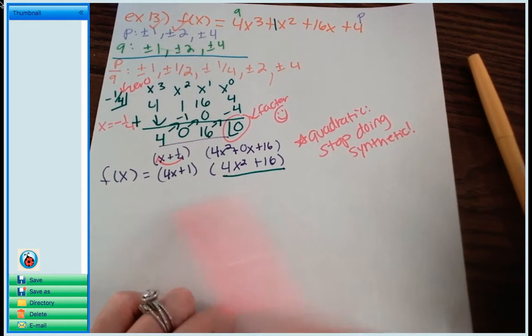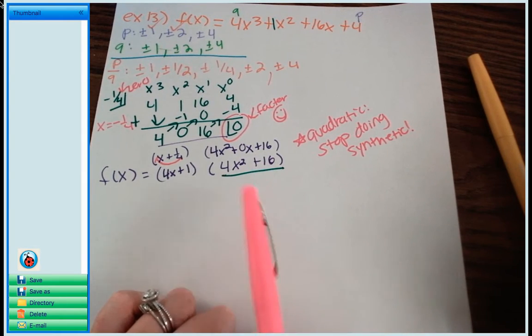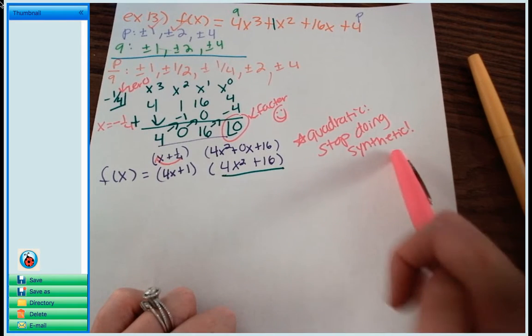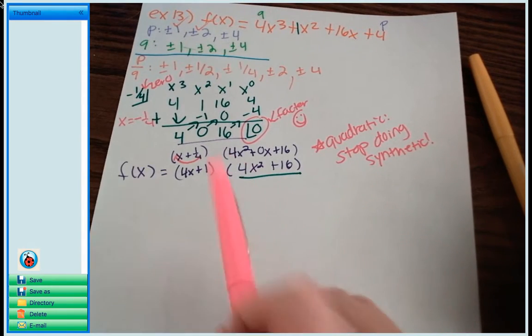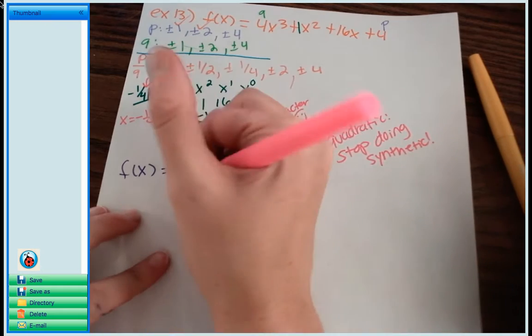So that means we are done factoring. I cannot factor this anymore. It's done. Okay, and since I got it to a quadratic, I know to not do synthetic anymore. I can stop. Okay, so this is factored form, you guys. No other factoring technique is going to work. So we've reached factored form.